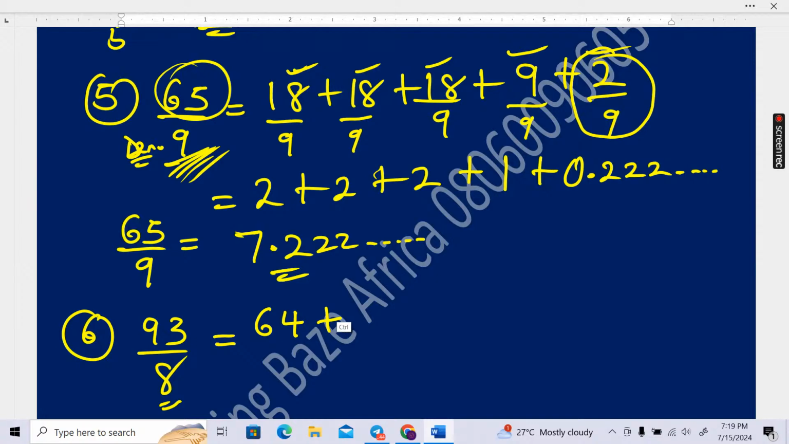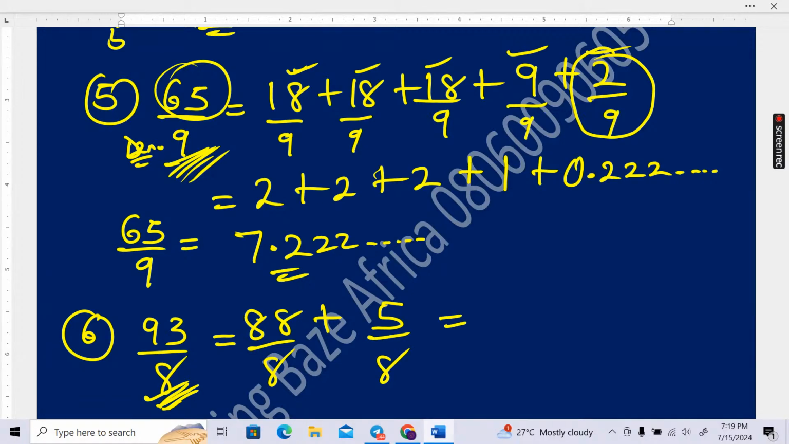Or we can have 8 times something that should give us 88. Yes, 8 times 11 is 88. So that would be 88 plus 5. 88 plus 5 is 93. So 88 is a multiple of 8, the denominator right here. So that will be divided by 8 and this divided by 8. So 88 divided by 8, that is 11 plus 5 divided by 8. So let me know in the comment section what 5 over 8 is in decimal.